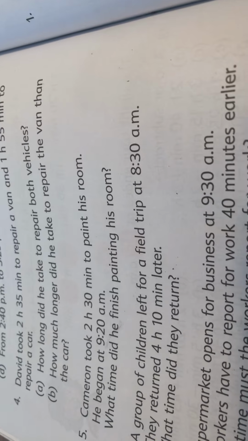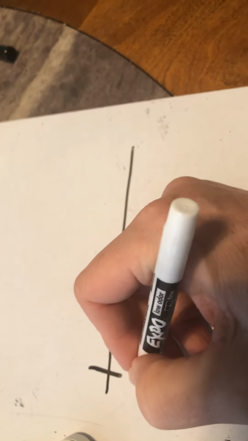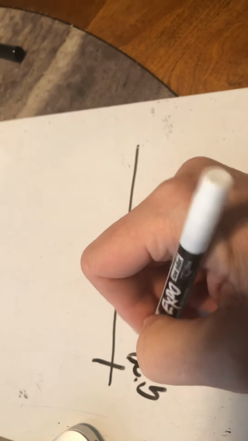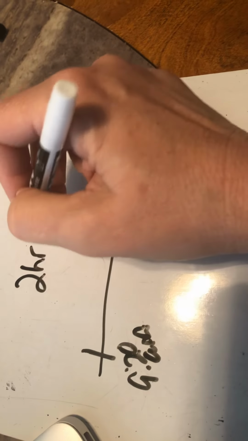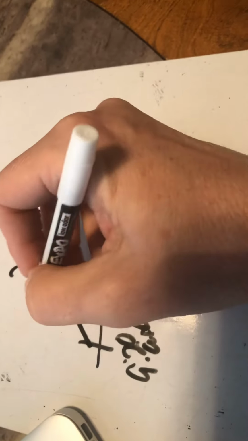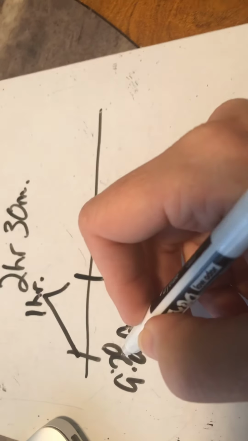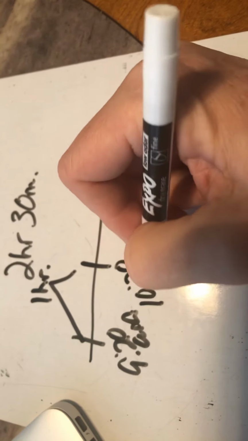Let's look at number 5. Cameron took 2 hours and 30 minutes to paint his room. He began at 9:20 a.m. What time did he finish painting his room? Well, let's do our little number line. If we start at 9:20 a.m., and I know he took 2 hours and 30 minutes. What would an hour be past 9:20 a.m.? Well, what's an hour plus that? That would be 10:20 a.m.